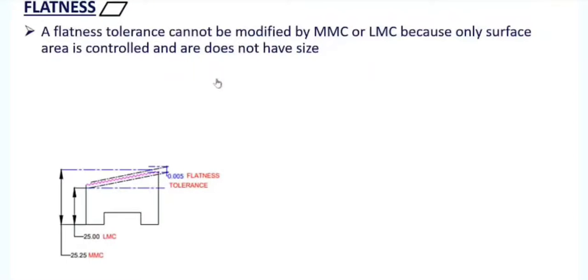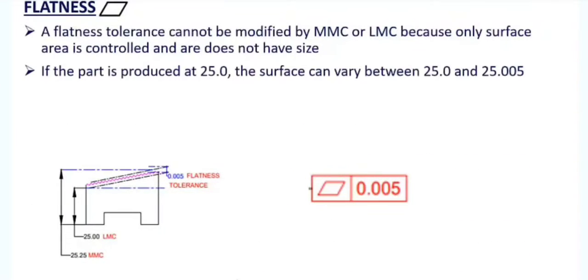What we are trying to explain here is, if you look at the drawing below, they have given a flatness tolerance of 0.005, and for this thickness at least material condition it will be 25 and at the maximum material condition it will be 25.25. So the flatness tolerance is 0.005 even when it is at LMC or at MMC. If your part is produced at 25 millimeters, the surface can vary from 25 to 25.005, within a tolerance of 0.005.